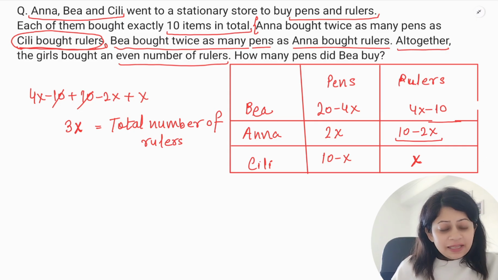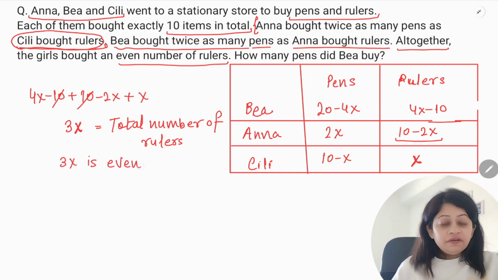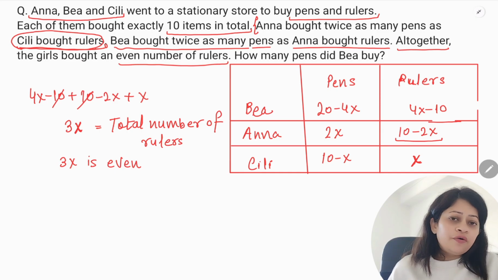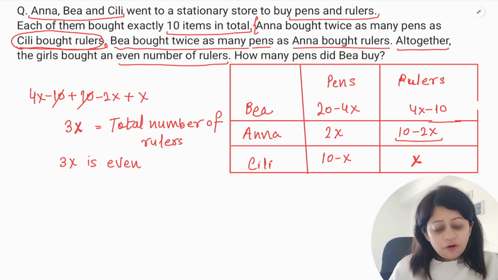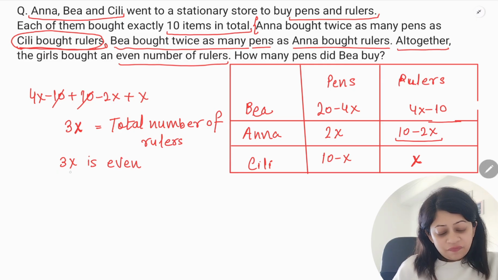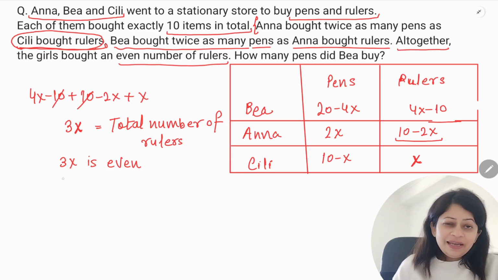Okay. Then they say this is even. They say 3x is even. 3x can be 6 or 8 or anything. It cannot be 8, right? Because nothing multiplied with 3 is 8, if I multiply 3 with any even number I will not get 8. Okay, so it can be 6, it can be 12. 3 fours are 12. I do not know what it is. I just know that 3x is even.